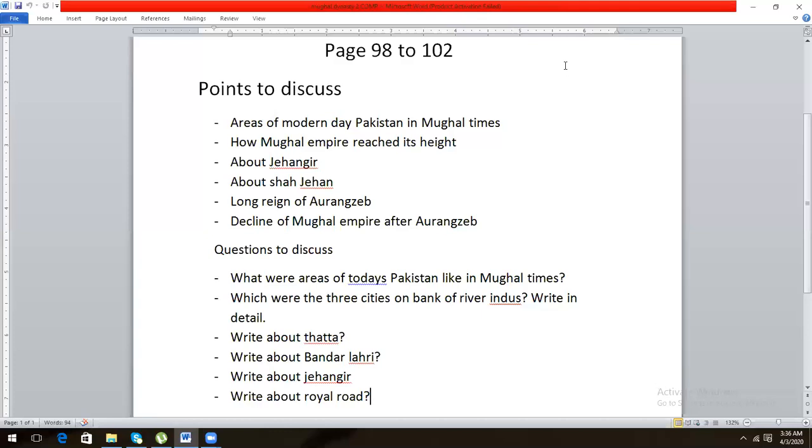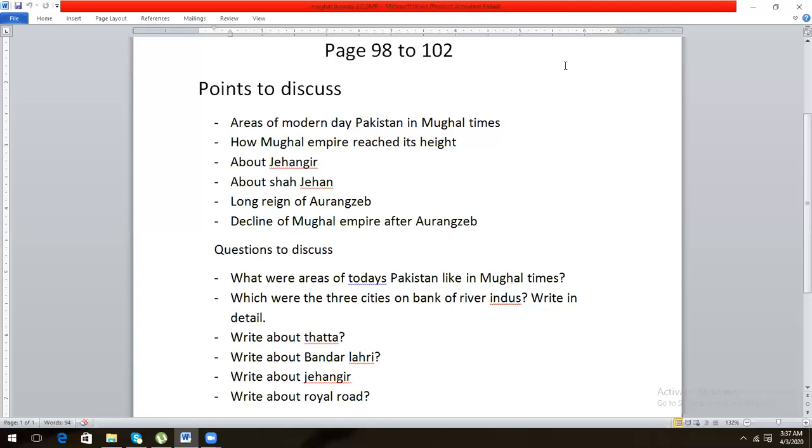Now I will talk about Bandar Lahari. It needs to be explained because it was the main port of Thatta, and the Portuguese were trading here. It was an important port, situated on a river, at the mouth of the river Indus. It had a large population, and people were mostly poor.